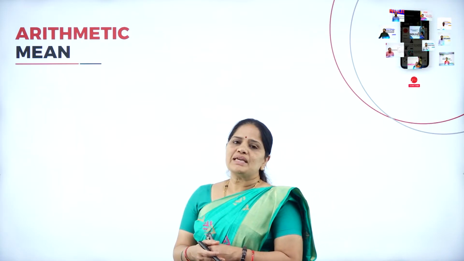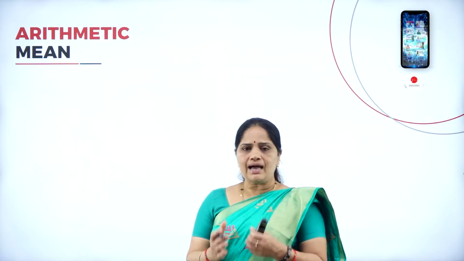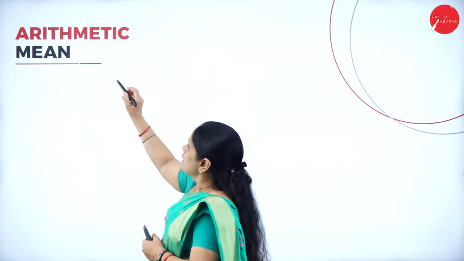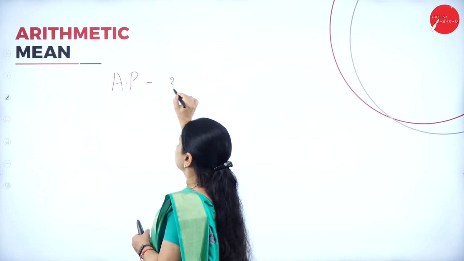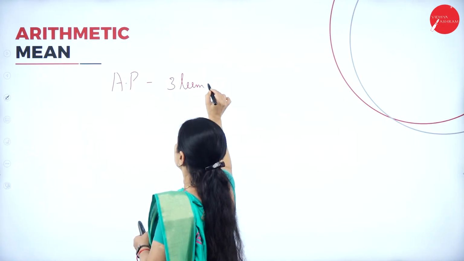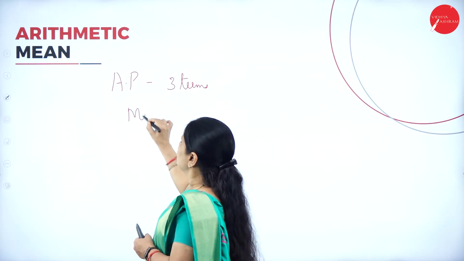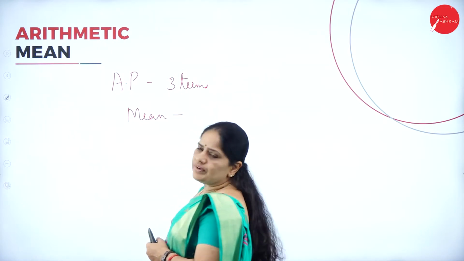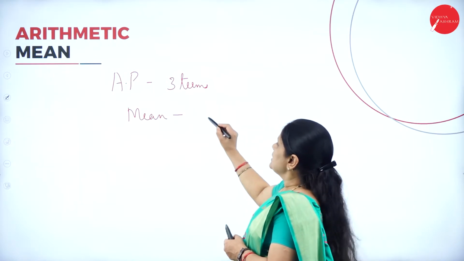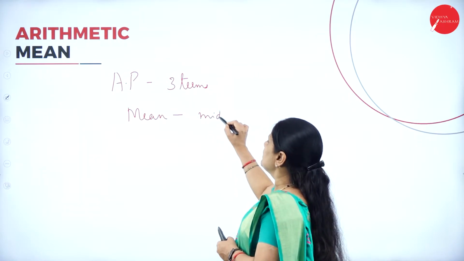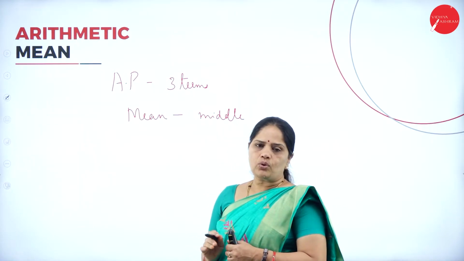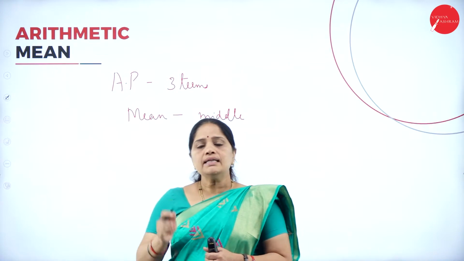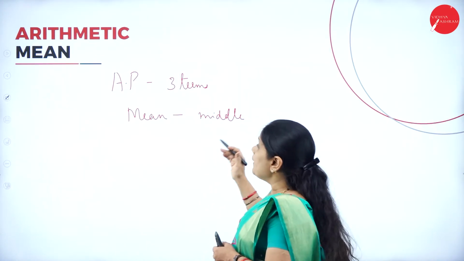So arithmetic mean is nothing but the average. But in case of an arithmetic progression with 3 terms, what do we mean by arithmetic mean? It means the middle term is considered as the mean. So in case of an arithmetic progression with 3 terms, the middle term is considered as the mean.